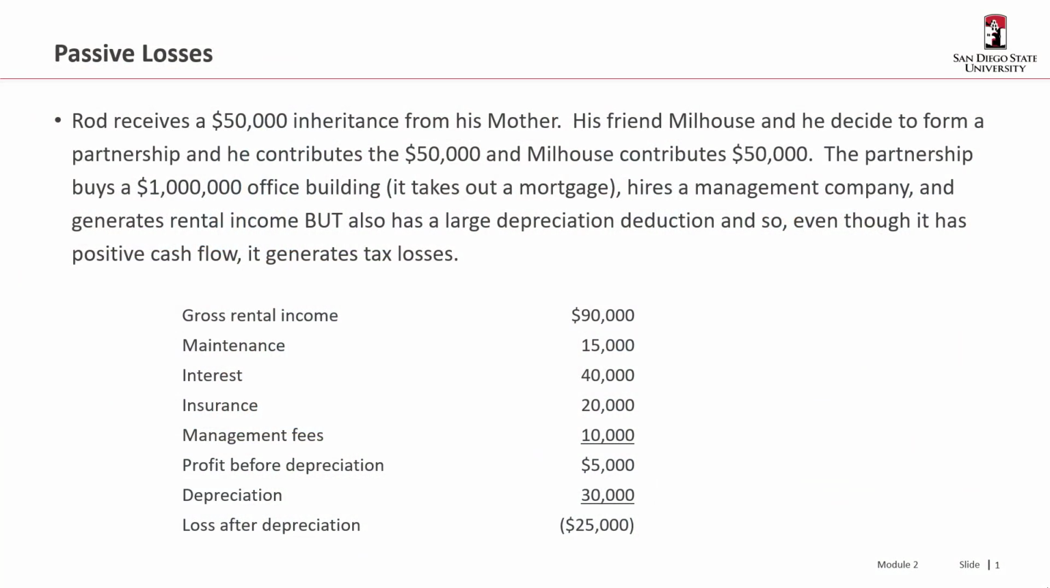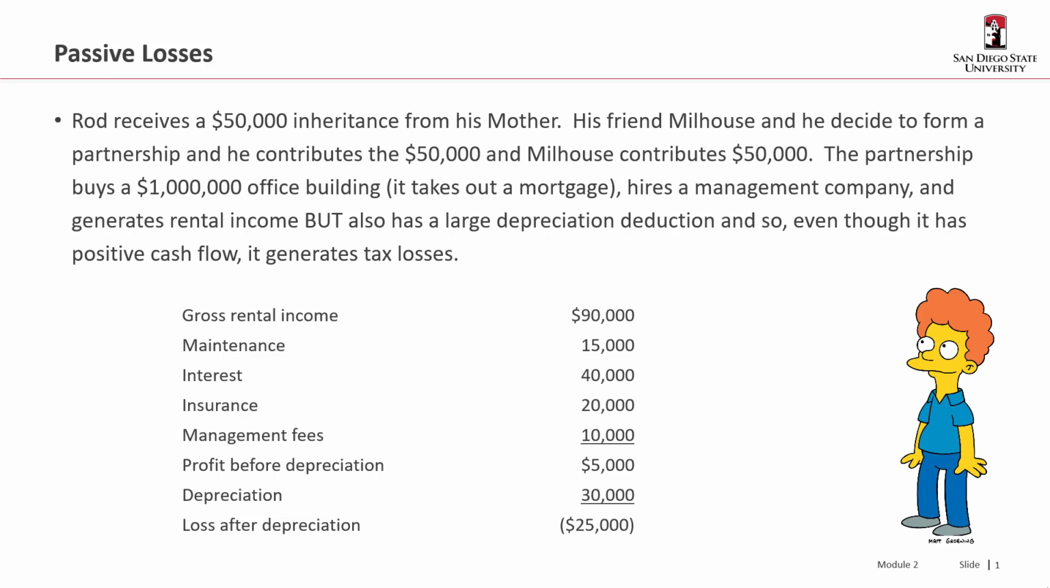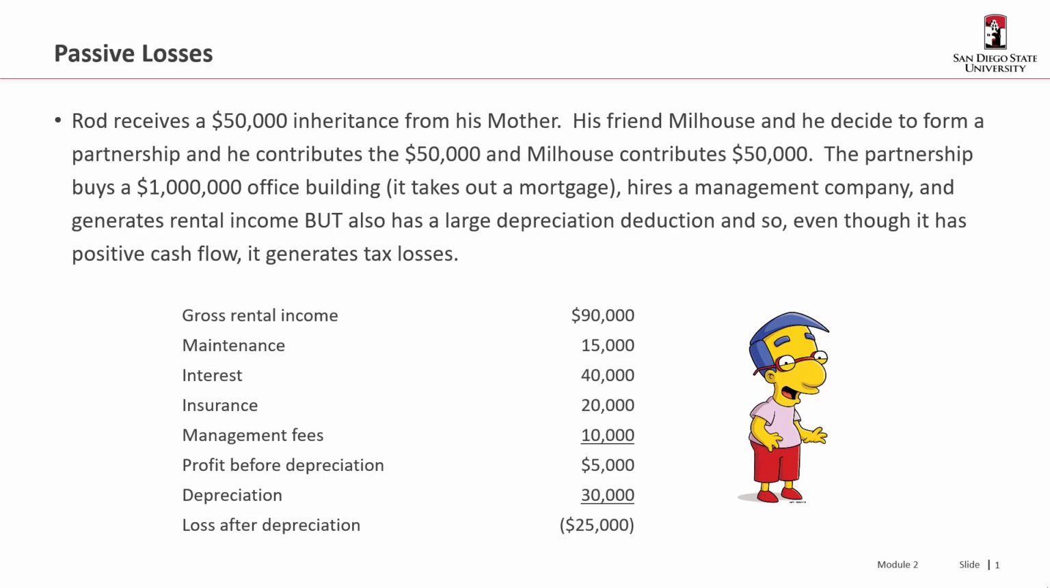So let's say that Rod receives a $50,000 inheritance from his mother. Let's just call his mother Maud. And his friend Milhouse and he decide to form a partnership. He contributes the $50,000 inheritance, and Milhouse somehow manages to gin up $50,000 as well, and they form a partnership. So they've invested $100,000 total, and that partnership goes out and buys a $1 million office building.